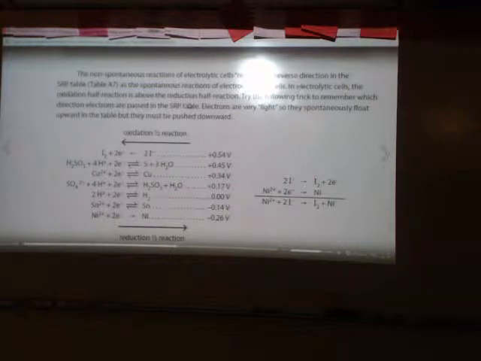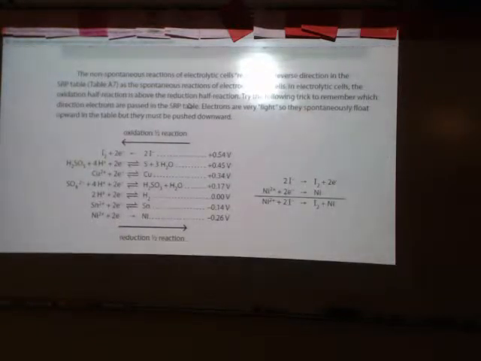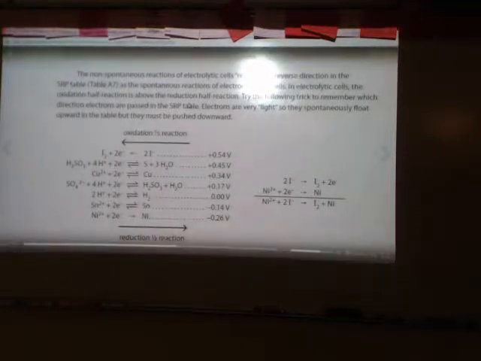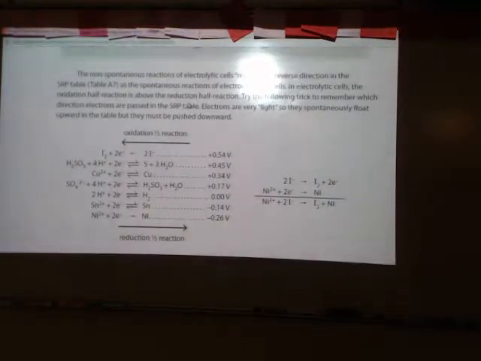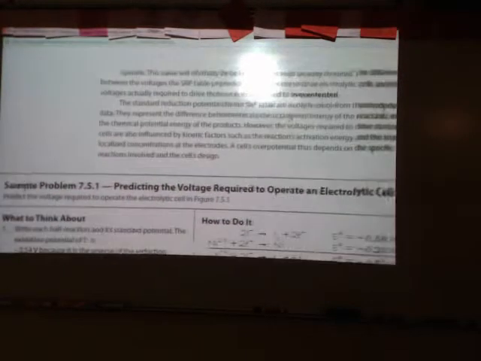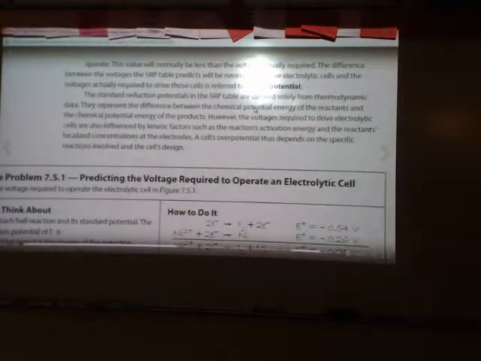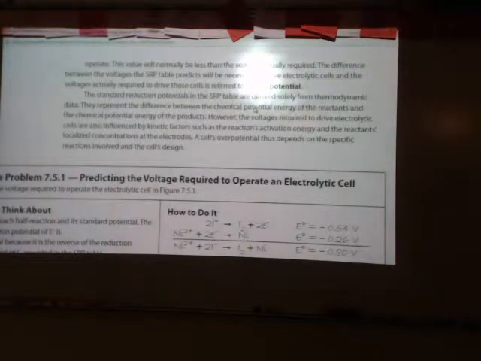So electrons will be pushed from the top half-reaction to the bottom half-reaction, and we will use electricity to make that happen. Okay? Typically, the amount of voltage that you need to drive an electrolytic cell is going to be a little bit more than we really need. So this is called overpotential, which is discussed on the next page here at the top. So I'm going to show you how to calculate how much voltage we need using the SRP table. When you calculate the voltage that you need, you're going to get a negative value, as opposed to beforehand with the electrochemical cells, we had positive E values. Here we will have negative E values.